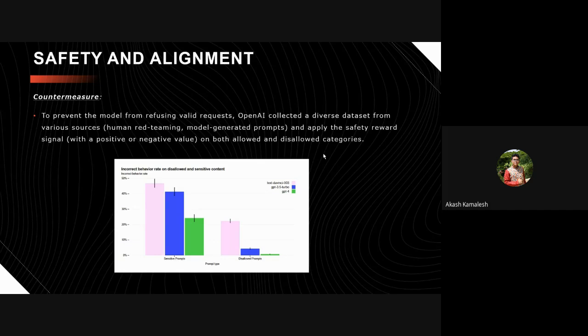If you see here the prompt type and the incorrect behavior rate, the incorrect behavior rate for GPT-4 for disallowed prompts is very low. That's something very important compared to the other models being shown here. So those are the takeaways from safety. Important takeaways actually, because if you're considering using GPT in your business and serving it to clients, then such problems should not occur. And GPT-4 is definitely reducing the incorrect output rate.